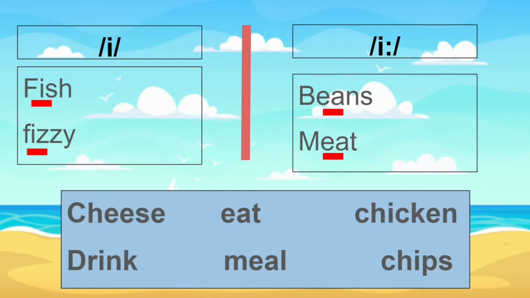Unit 5. Vocabulary. Exercise 3. I. Short. Fish. Fizzy. E. Long. Beans. Meat. Cheese. Eat. Chicken. Meal. Drink. Chips.